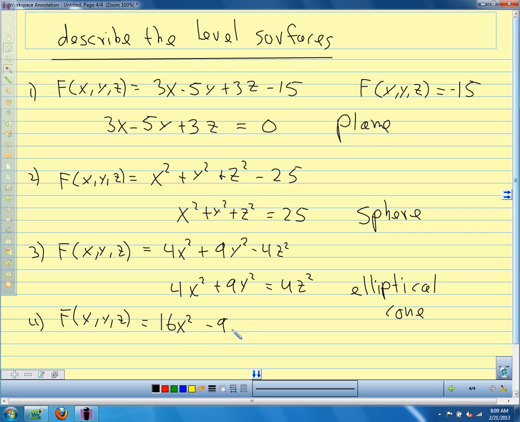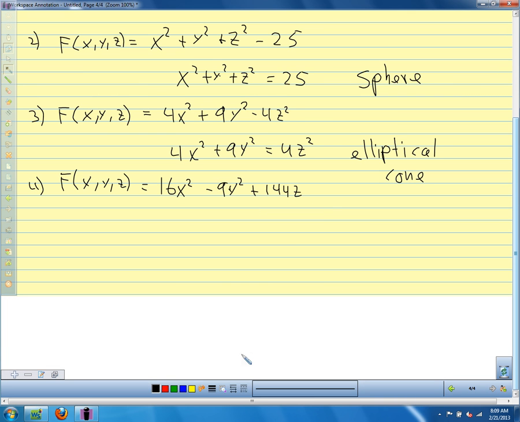16x squared minus 9y squared plus 144z. That's our f of x, y, z. There's going to be hyperbolas involved, and what else is going to be involved? Parabolas. So hyperbolas and parabolas. Hyperbolic paraboloid, saddle shape. So this is a hyperbolic paraboloid. The level surfaces would be hyperbolic paraboloids.